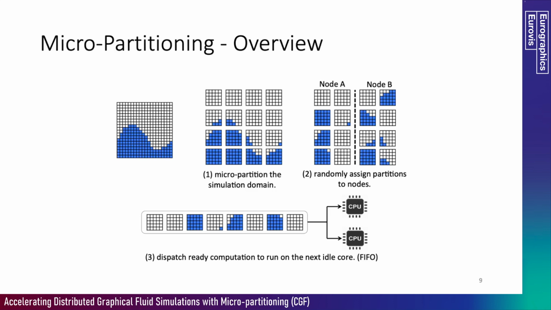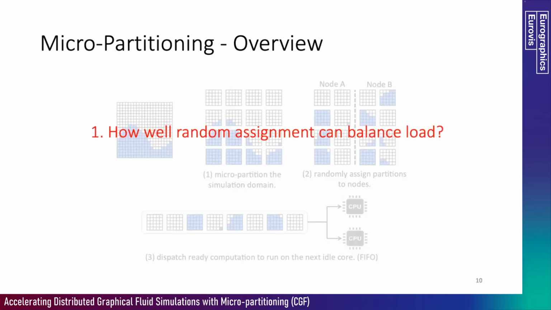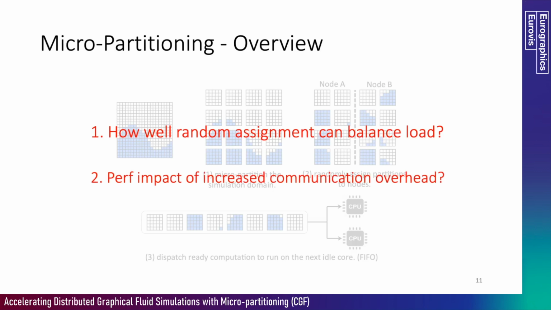This micro-partitioning scheme turns out to work well for graphical fluid simulation, but I suppose you might want to know why. First, can random assignment really balance load well in graphical fluid simulation? Does this always work, or are there any constraints? Second, if partitions are randomly assigned, more communication will happen between partitions. How do we handle the communication overhead? Is this going to be a problem? Next, we will try to answer these two questions.